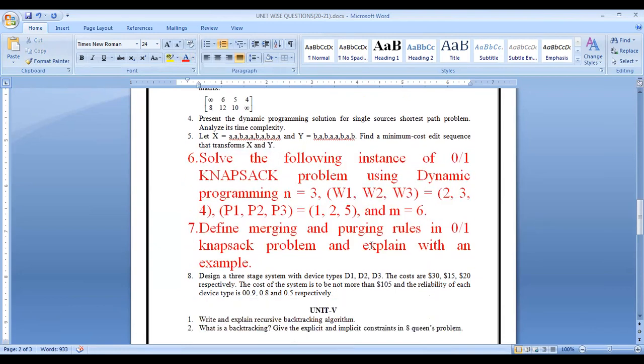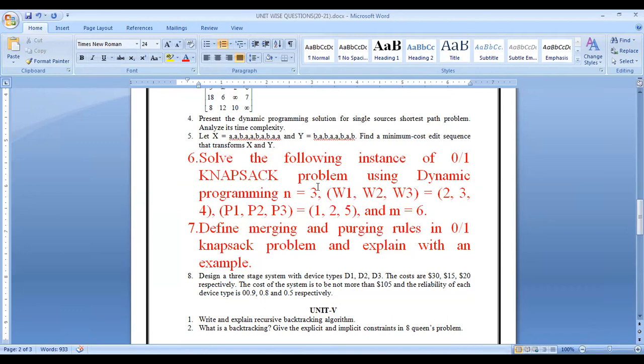See, solve the following instance of 0 or 1 knapsack problem using dynamic programming. N equal to 3, W1, W2, W3 equals 2, 3, 4, P1, P2, P3 equals 1, 2, 5, and M equal to 6. This is the question asked in the previous exam question papers. This is an important question. So in this, what is the table to be constructed?